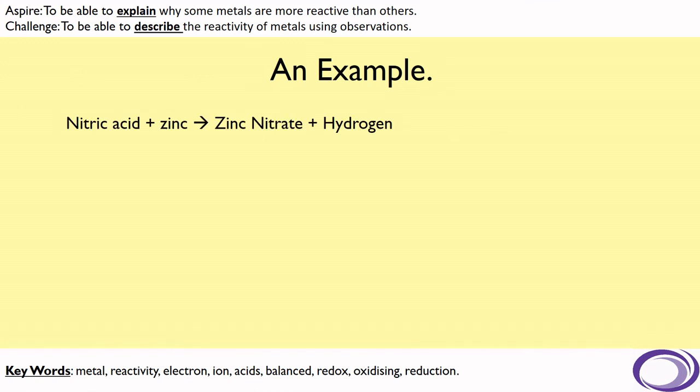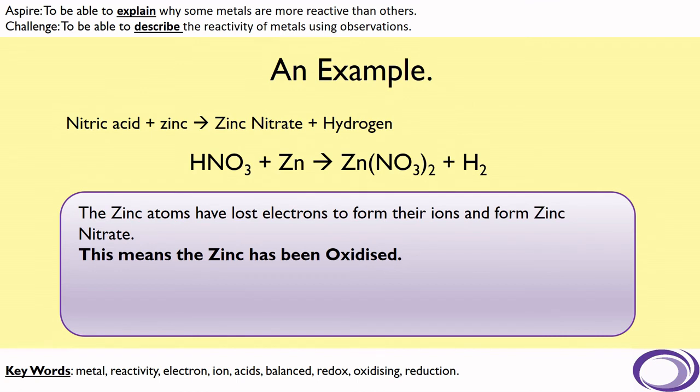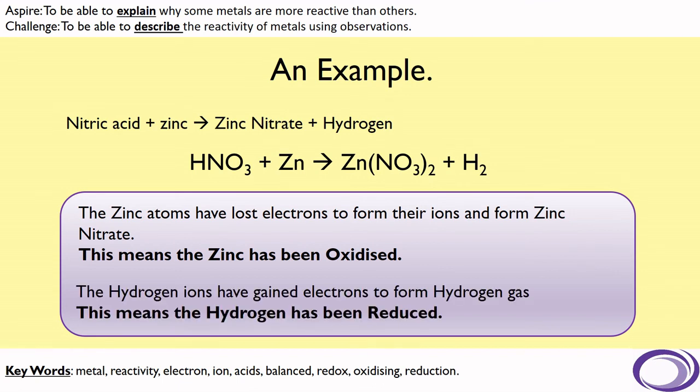So an example of this. Nitric acid reacts with zinc to form zinc nitrate and hydrogen. And I've shown this on the screen here. The zinc atoms have lost electrons to form their ions and form zinc nitrate. This means that the zinc has been oxidised. The hydrogen ions have gained electrons to form hydrogen gas. This means that the hydrogen has been reduced.